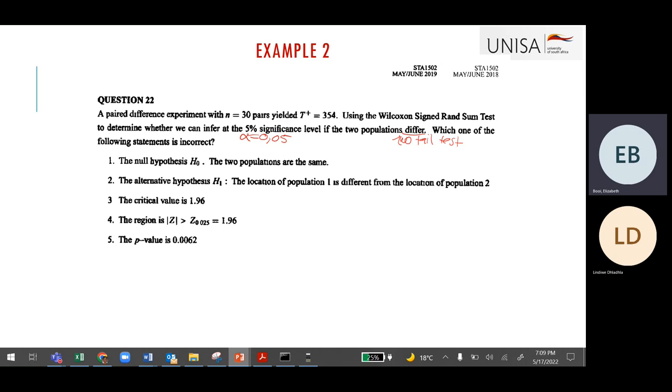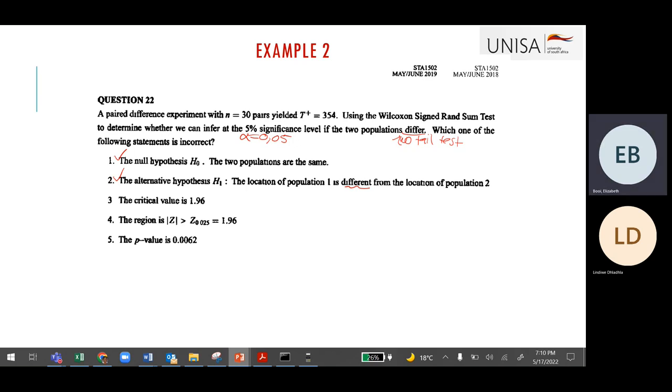Number one states that the null hypothesis is that the two populations are the same. Is that correct? Always remember, the null hypothesis always has an equal, or it will say they are the same. So that is correct. We're looking for the incorrect one. The alternative hypothesis: remember, the test says they differ. So we just need to check if it says something like they are not equal or they are different. So the alternative hypothesis states that the location of population one is different from the location of population two. For the fact that they mention words like different, therefore it means they differ, then it is correct.